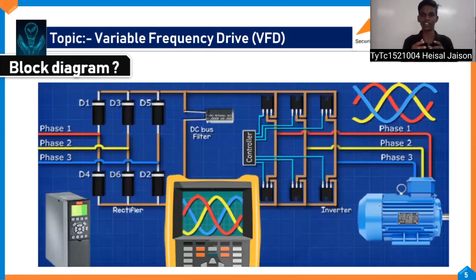So a bridge rectifier is used, which is 6 diodes, to convert it into DC, pulsating DC. And you can see the DC bus or capacitor bus, which is used to purify the DC into a straight form. Then it is again converted into AC, but there is a slight change.